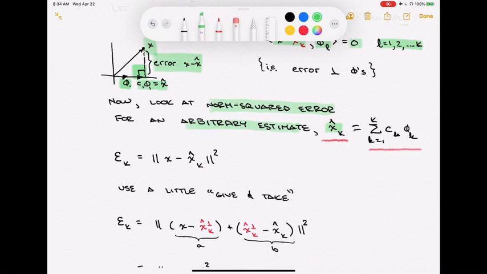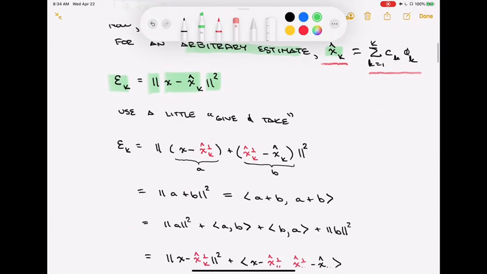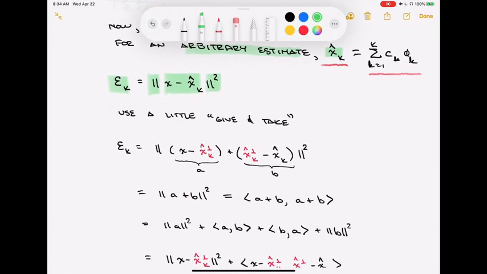Okay, so what's the norm squared error? We know the norm squared error. We call that some epsilon sub k, or cap epsilon sub k. This error sub k, a k-term error, is just the difference between the object and the estimate, so x minus x hat, and then take its norm squared. This is a measure of the size of the error. Norms give us a measure of size. And we're going to use a very simple technique that is done oftentimes in mathematics, a technique called a little give and take, you might say.